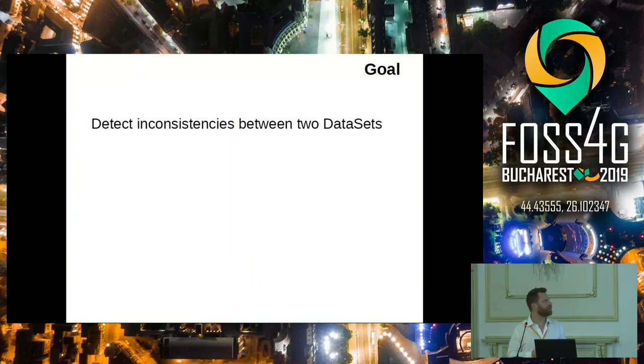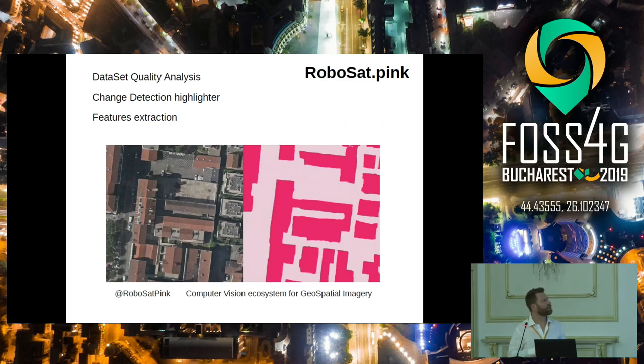Hi everyone. This presentation is about computer vision extraction patterns at scale with RoboSat.pink as a computer vision ecosystem. The main goal is the ability to detect inconsistency or consistency between two data sets. We'll use RoboSat.pink as a framework to extract patterns and features from imagery, and then compare them to another data set, which could be either the original label or one another, to put in evidence change detection or data set quality analysis, if there is some reliable data to compare or not.